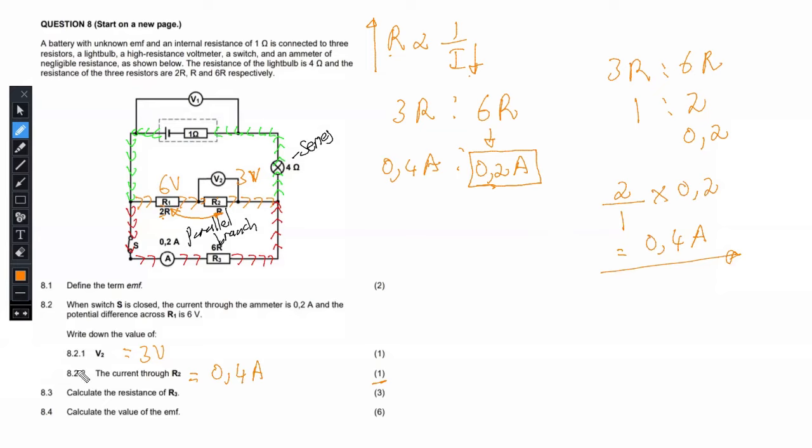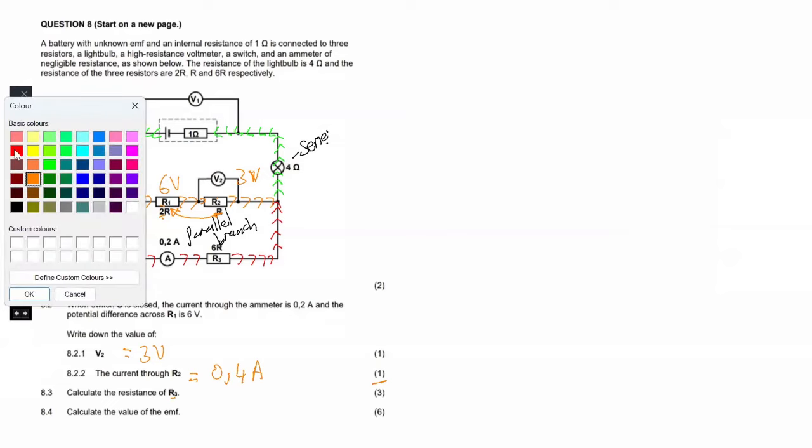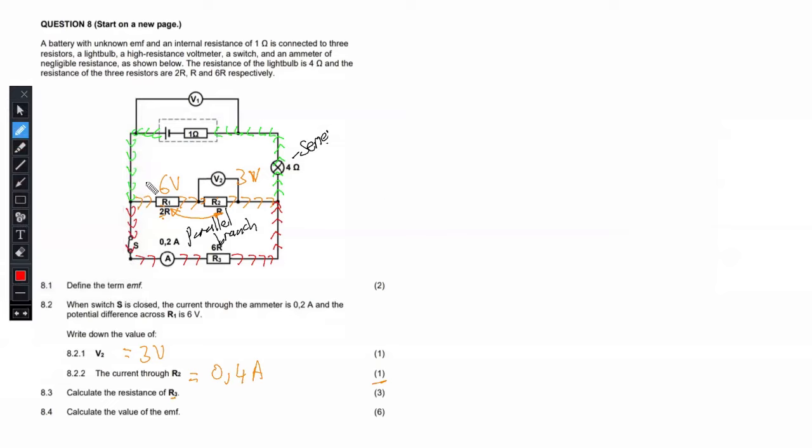Okay, now 8.3 says calculate the resistance now of R3. So now we want the value of resistor R3. Okay, so in this case, this is what we are going to do. Remember, we took this one as one big resistor. So if we are taking this as 3R, we must add those two voltages there to form a voltage. So let me indicate this.